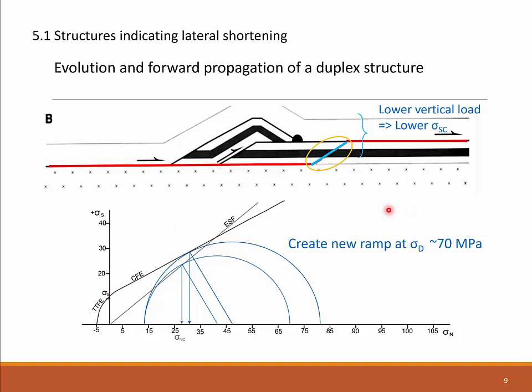These are the reasons why duplex structures contain more than one horse and why the duplex structures will propagate always downwards along the brittle competent footwall layer.